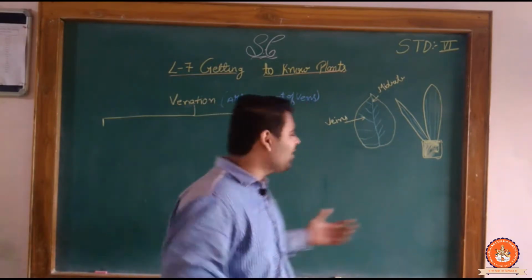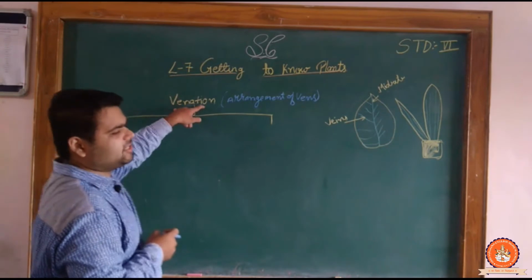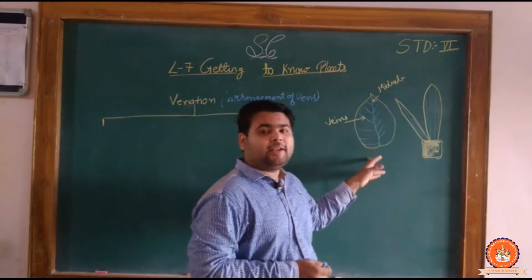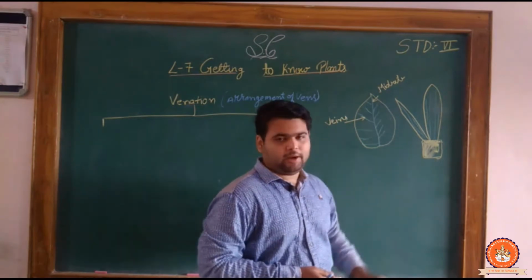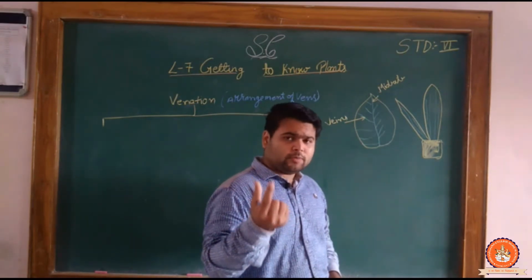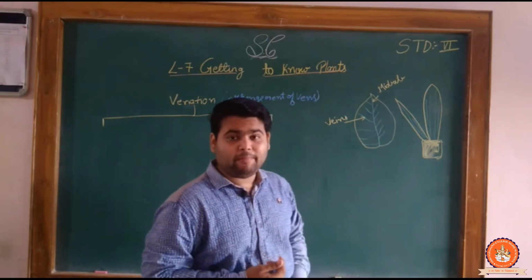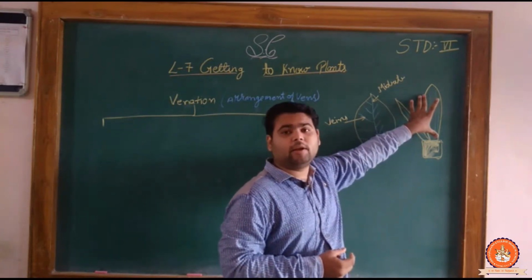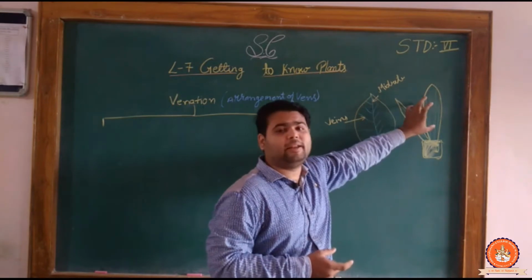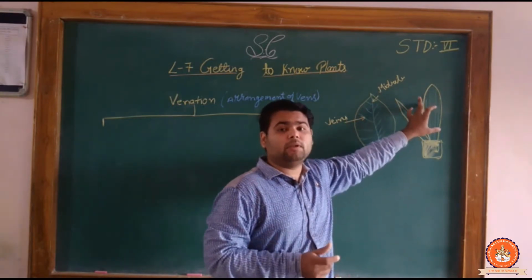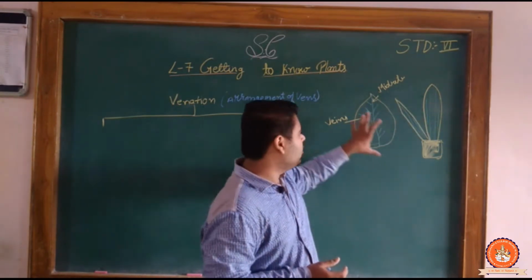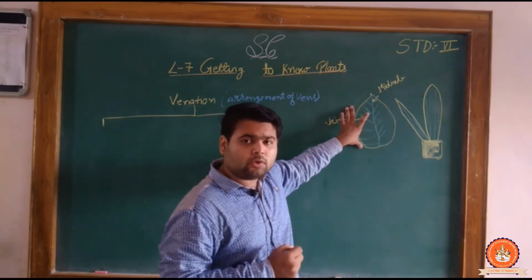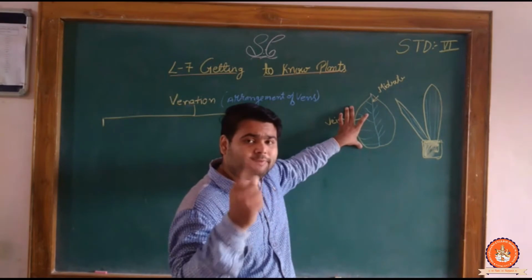So venations are of two types: one is reticulate and another is parallel. When you observe fields like maize and bajra, you will see this type of leaf. But when you see peepal and banyan trees, you can see this other type of leaf. Why? Because of the vein difference.